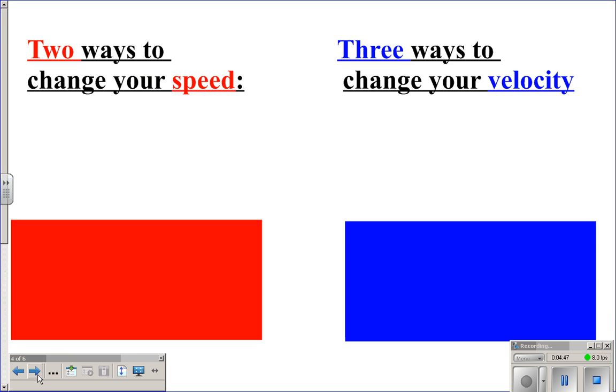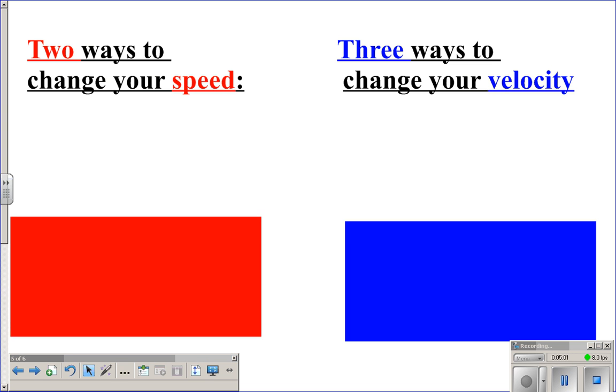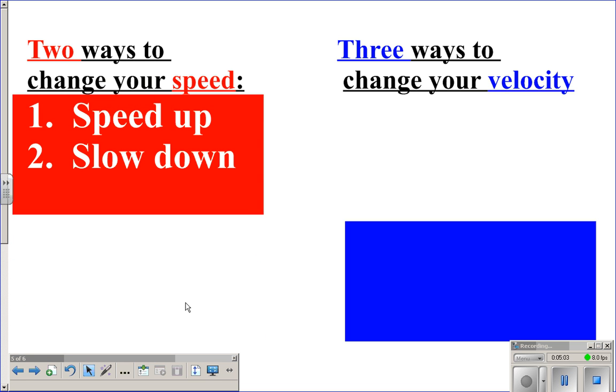All right? Now, because of this, because speed is a measure of how fast you're going, and velocity is a measure of how fast you're going with the direction, what this ends up meaning for us is this. It turns out that there are two different ways that you can change your speed. The two ways you can change your speed in a car are to speed up or slow down. Go faster, go slower. Those are the only two ways to change your speed, because you've got to change how fast you're going.